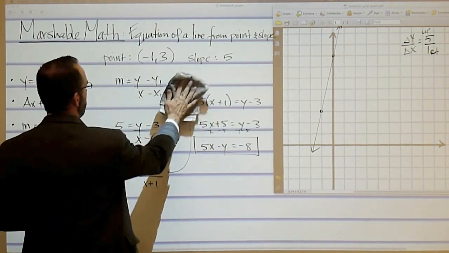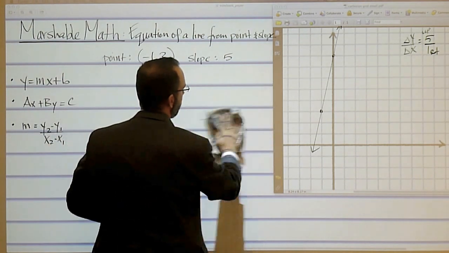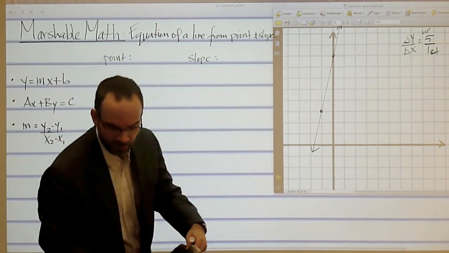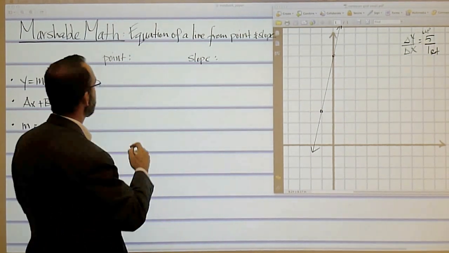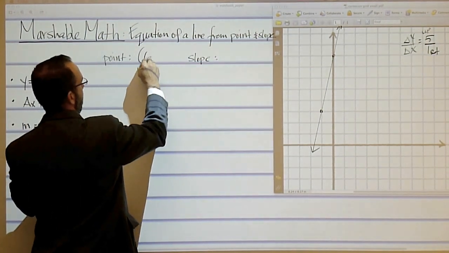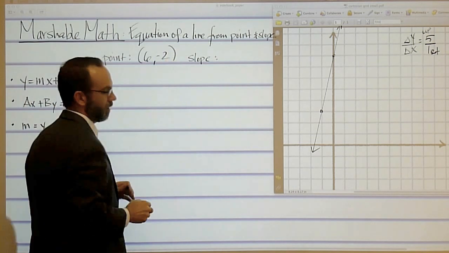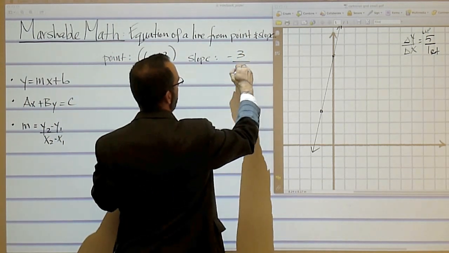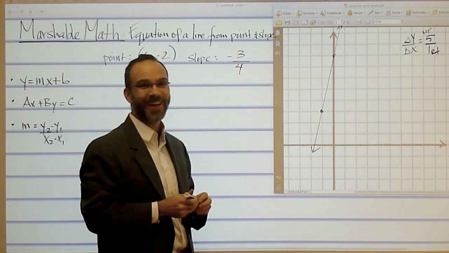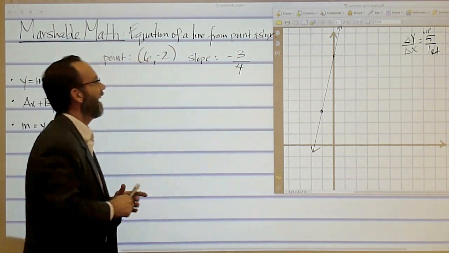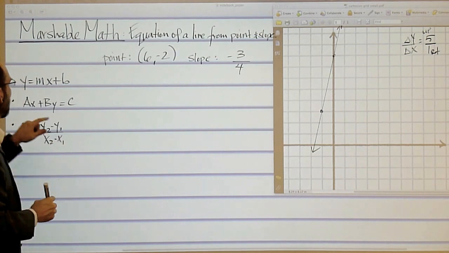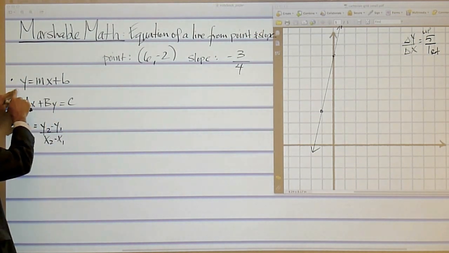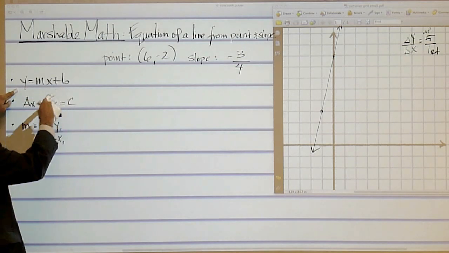Let me give you the following. So if the point is 6, -2, and the slope is -3 over 4, I'm giving you fractions. Try to figure out the equation of the line here in slope-intercept form.